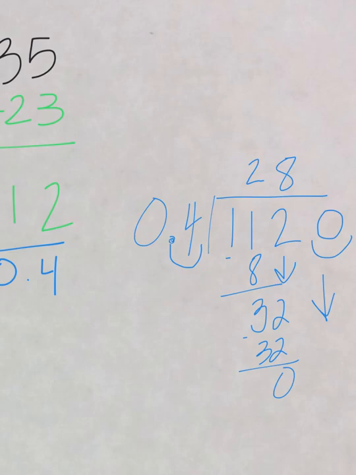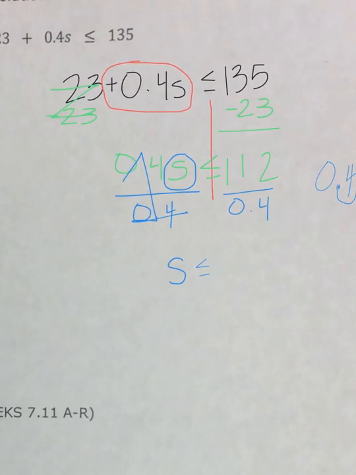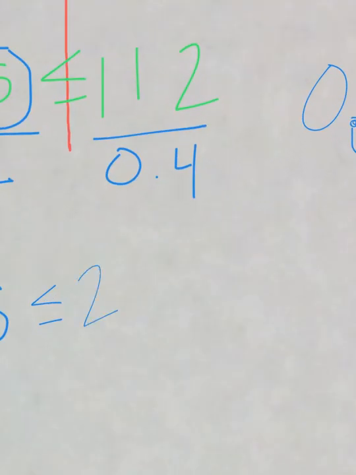But remember, you still have that 0 down there. We got to bring that back down. And 4 goes into 0 times. So then I'm going to bring that back over here. S is less than or equal to 280.